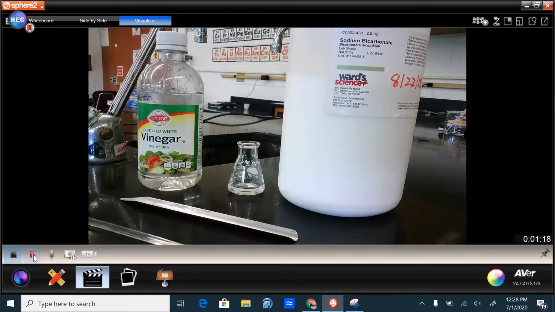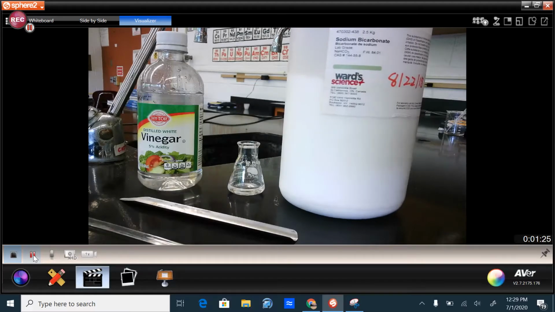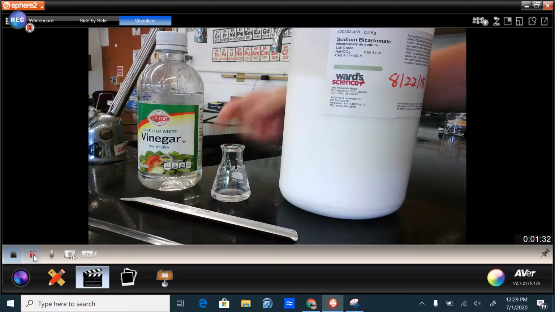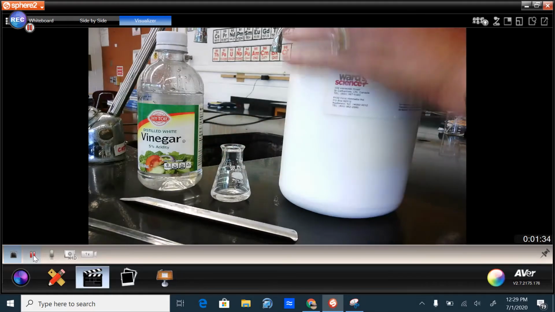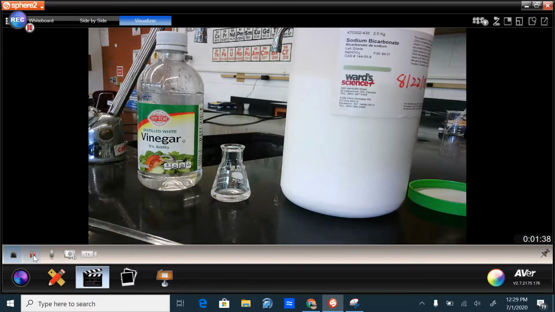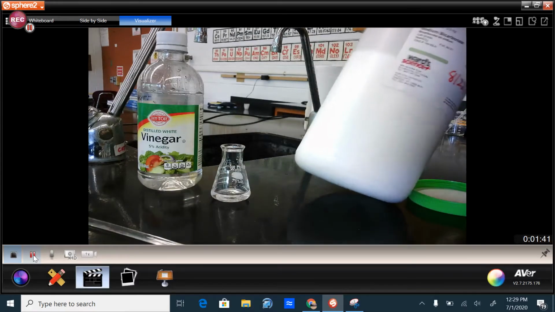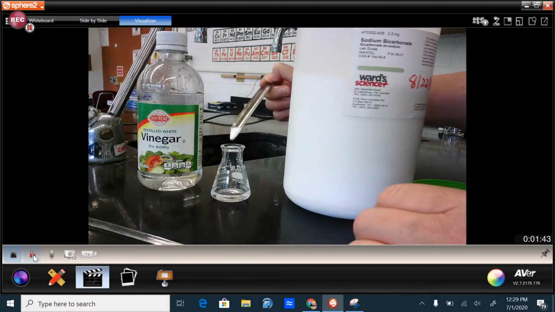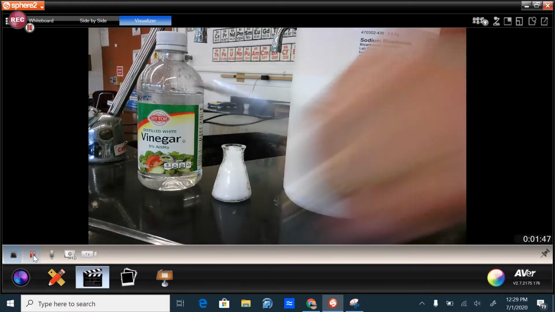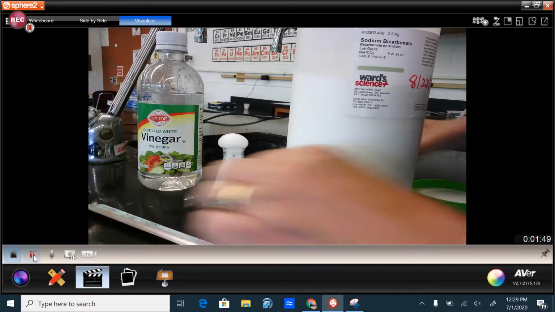For our second process, we're going to take sodium bicarbonate or baking soda, and we're going to add it to some vinegar in a flask, and we want to decide again, is the process a chemical change or a physical change? So we'll add a little bit of baking soda to our vinegar, and we'll make some observations. Oops, probably added a little bit too much.